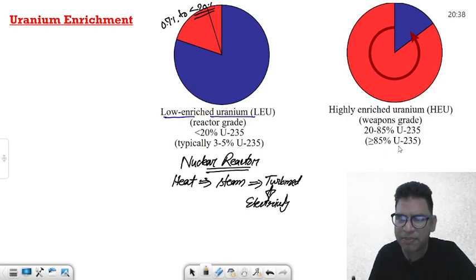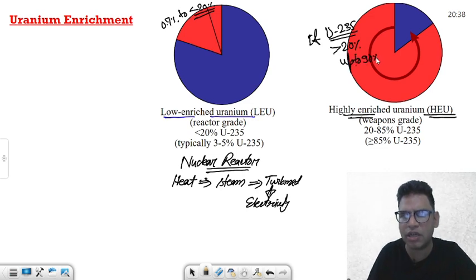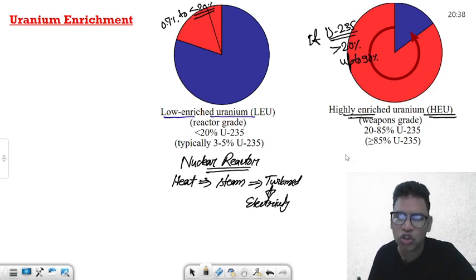If uranium is more than 20% enriched, then it is called highly enriched uranium, HEU. That is, uranium-235 greater than 20%, up to 90% or even more than 90%. This kind of enriched uranium can be used to make research reactors, and not only research reactors but basically nuclear weapons.